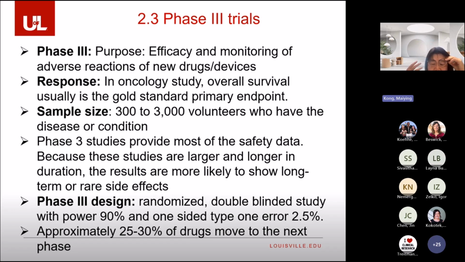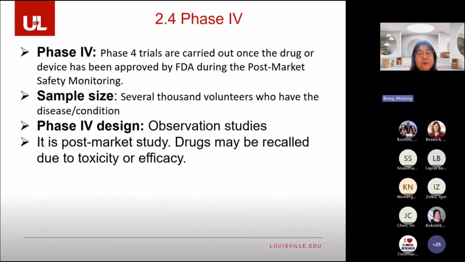Phase 3 designs are usually randomized and double-blinded, with a higher power, 90%, and a one-sided type 1 error of 2.5%. In phase 2 we usually use 80% power, but phase 3 usually we power with 90%. And then approximately 25 to 30% of drugs move to the next phase.